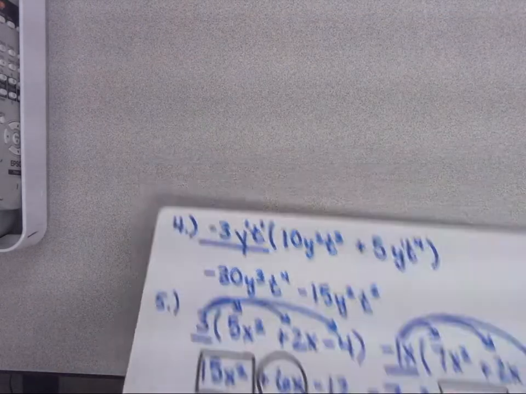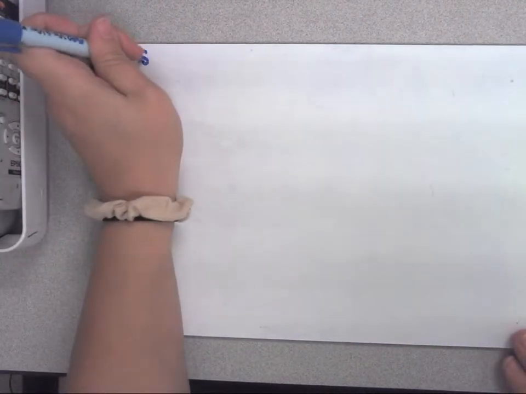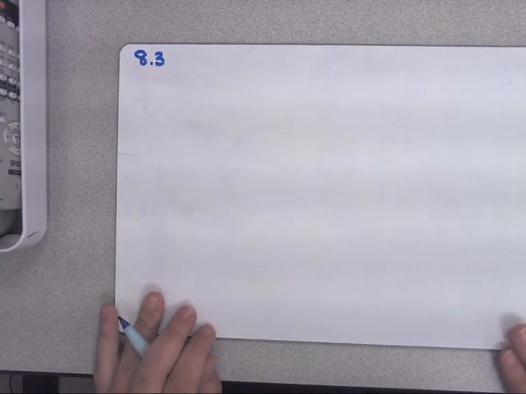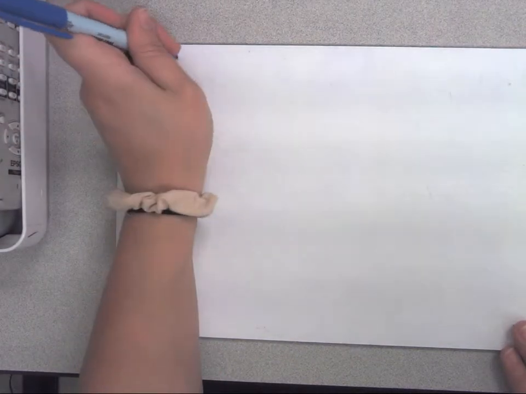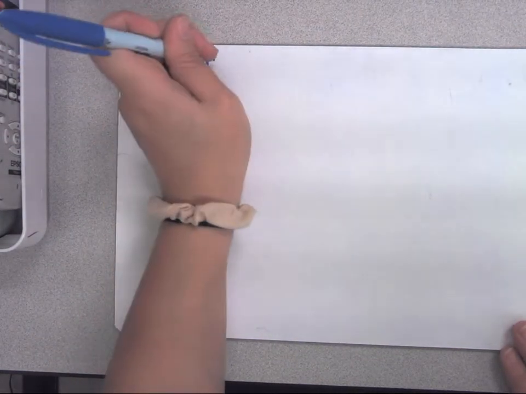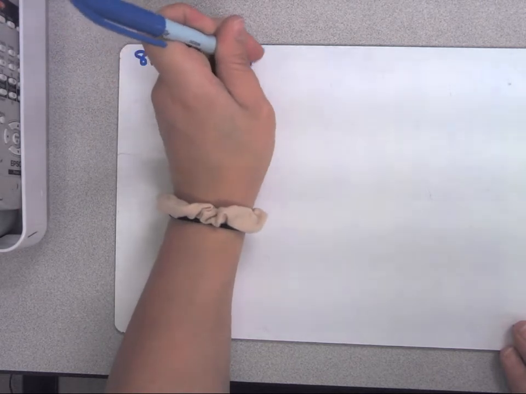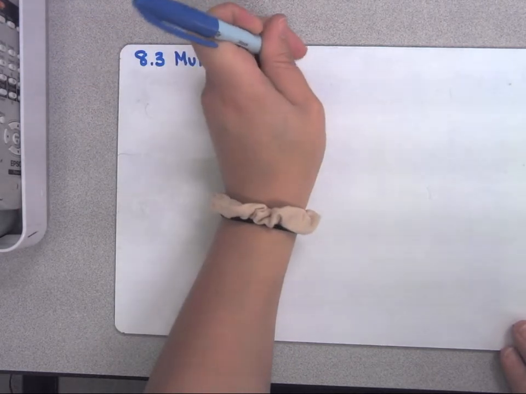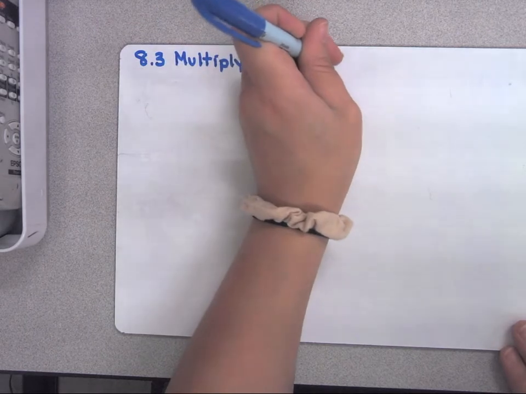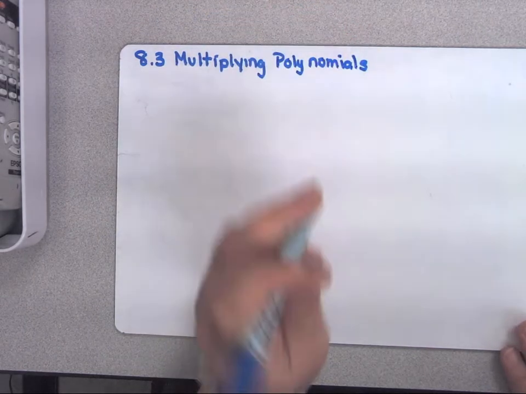Okay, now you ready to see 8.3? It's just like this. Well, actually, in my opinion, it's easier and harder at the same time. So let's see how you feel. Less variables, so it should be easier. Okay, so now I'm going to write 8.3. This title is just multiplying polynomials.